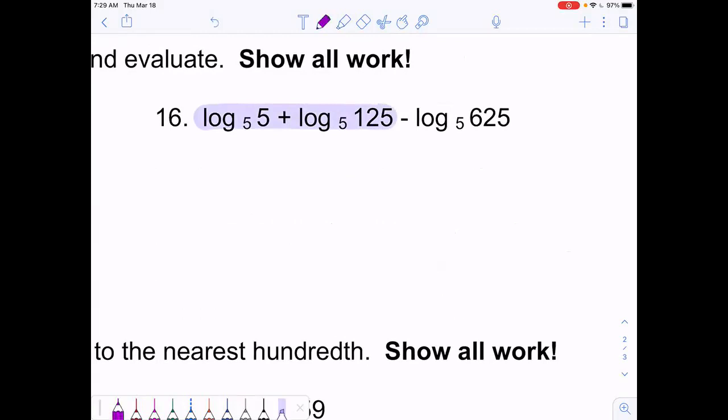Right, yeah. So to condense them together, it's called the product property. You multiply the values after the log together. So you're condensing those values. 5 times 125 makes? Yeah, 625.